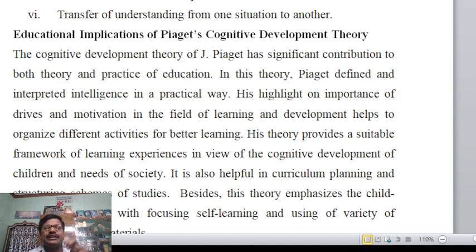He highlighted the importance of drives and motivation in the field of learning and development, which helps to organize different activities for better learning. So being teachers, we have to develop suitable activities according to the developmental stages or mental ability of the students. Otherwise, what will happen?